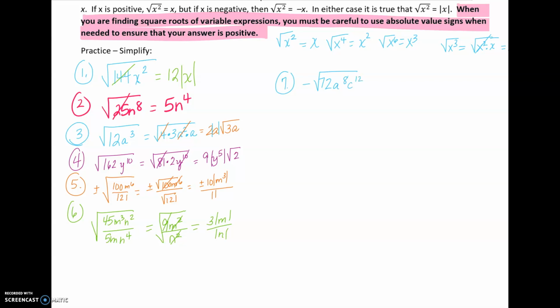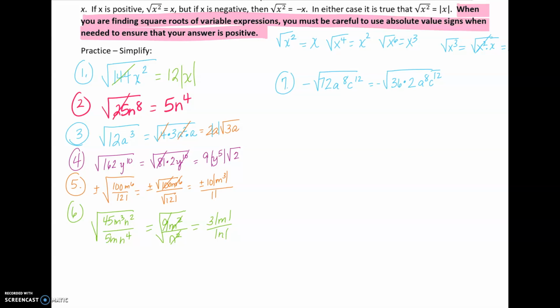Okay, so I think about 72, and the first factors that might come to mind are 8 and 9. But if I think more about perfect square factors, I think about 36 and 2 being factors of 72. A to the 8th is a perfect square, and so is c to the 12th because they're both even.